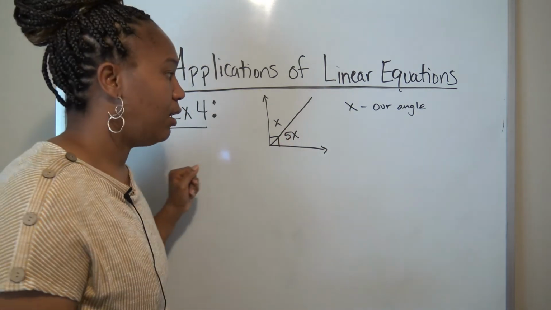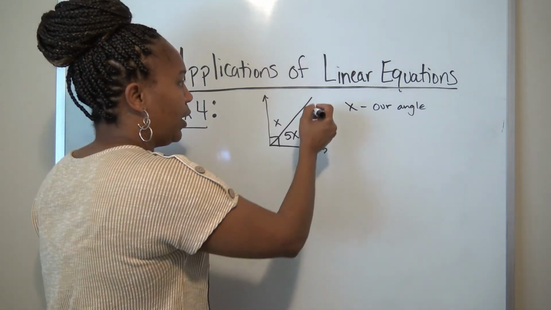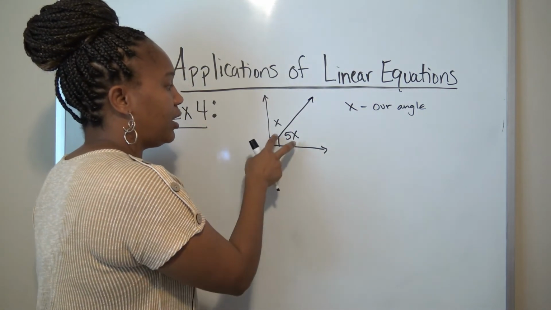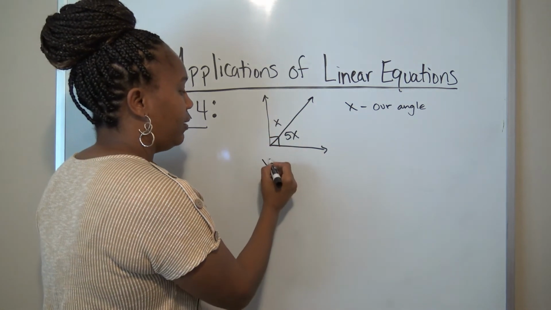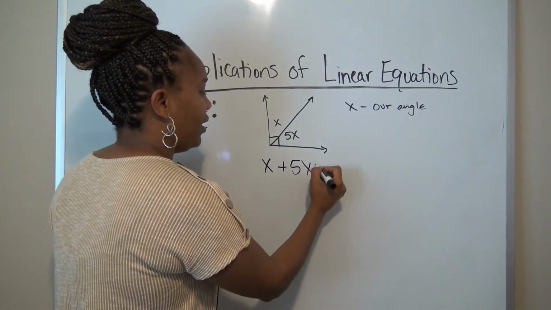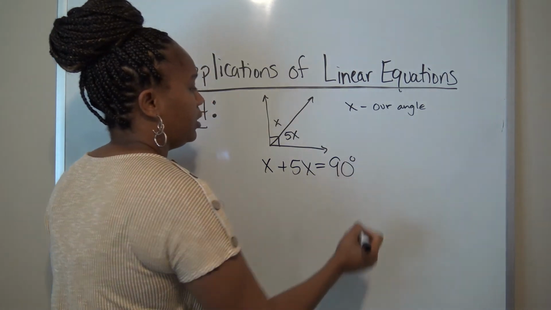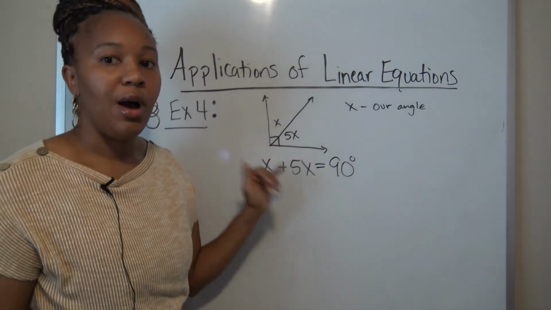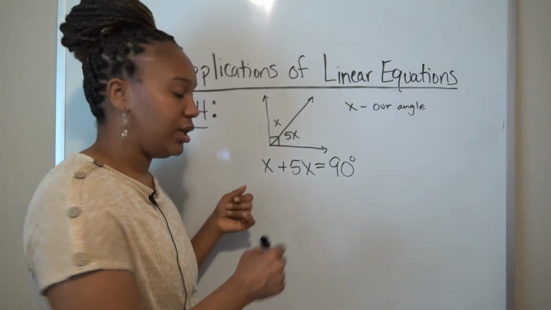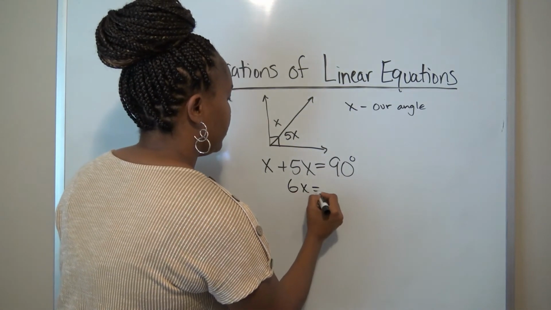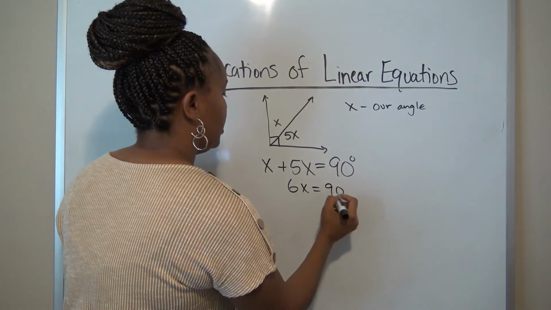So now I need an equation. Well, what equation could I use? I know that these are complementary angles, which means when I add them together, x plus 5x, they're going to equal 90 degrees. And so now I would solve this equation. So x plus 5x, combine your like terms and you get 6x. 6x is equal to 90 degrees.